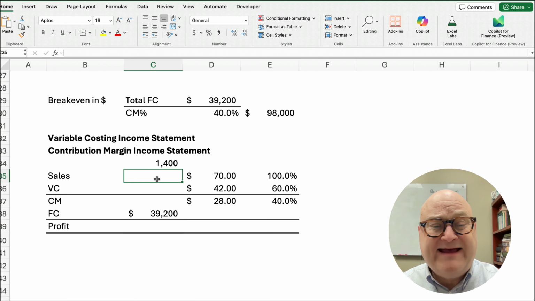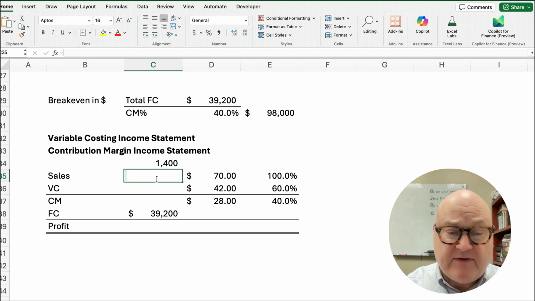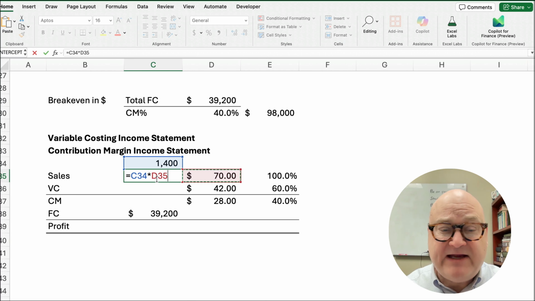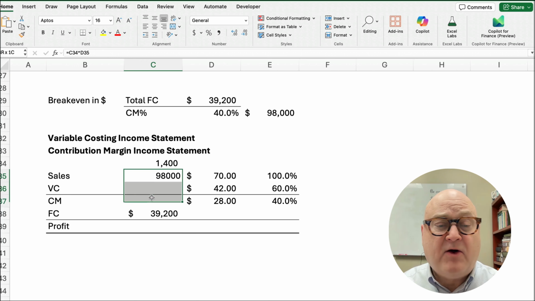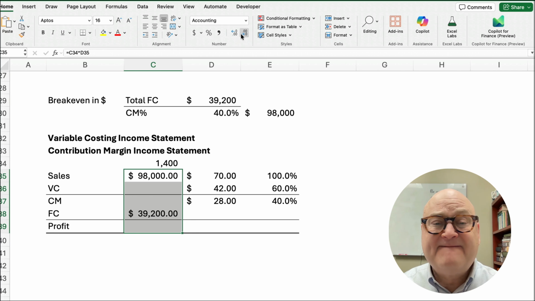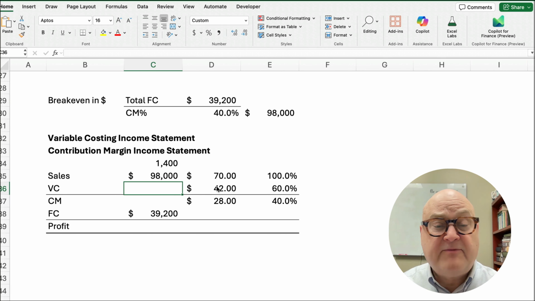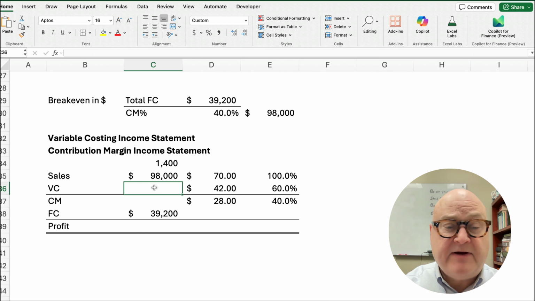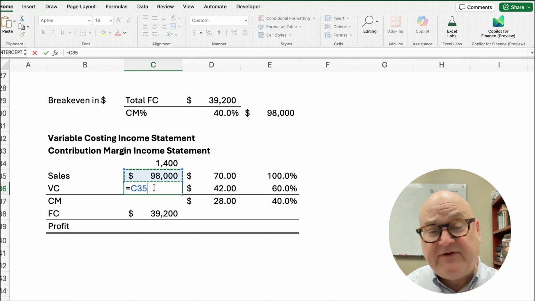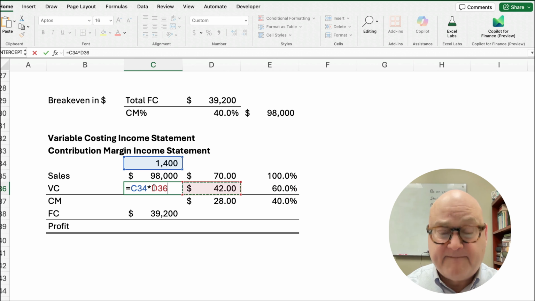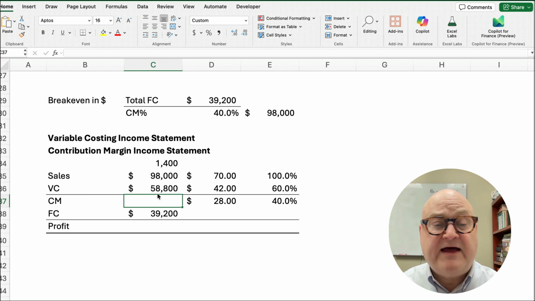Okay, so here's what we have. At the break-even point, we have 1,400 units. So 1,400 times the $70. We'll have sales of $98,000. Well, what would our variable cost be? There's 2 ways to calculate variable cost. We can take the 1,400 times 42. It's $42 each, or it's 60% of our total sales. So you start thinking about relationships here. And so 98,000 times 60%, or 1,400 times 42. All right, so that's 58,800.